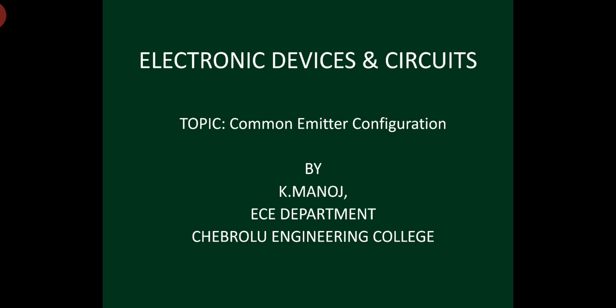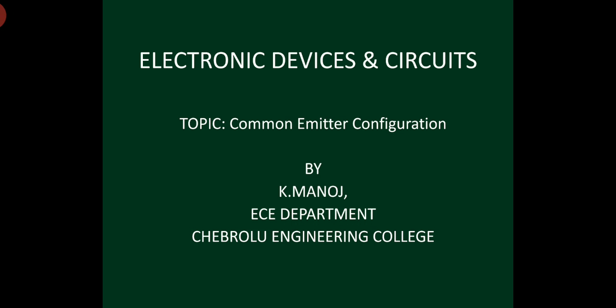And today's topic is common emitter configuration. So, as we know, a transistor is a three-terminal semiconductor device, which has the capability of amplifying the input signal. A transistor can be configured into three configurations: common emitter, common base, and common collector. Of these, today we are going to deal with the common emitter configuration, right? So, common emitter configuration.